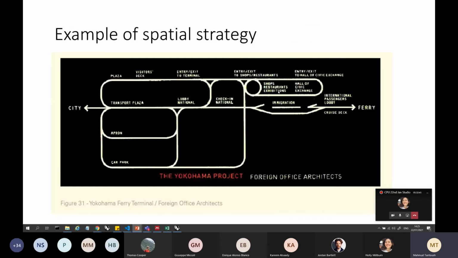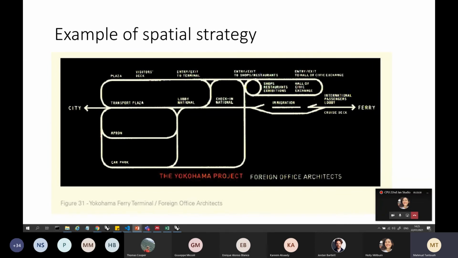Now, if I go to the second page, you can see an example of a generative diagram or a spatial strategy here, yeah? This is thinking about the space, programs, and flows between them. It's a very famous project, the Yokohama project by Foreign Office Architects, you should look it up. I think it was built in the 90s. You see here, this is really the logic that the project gets generated through. Nothing spatial here in terms of where things go, but rather a relationship between things.